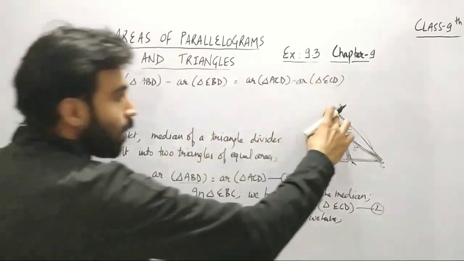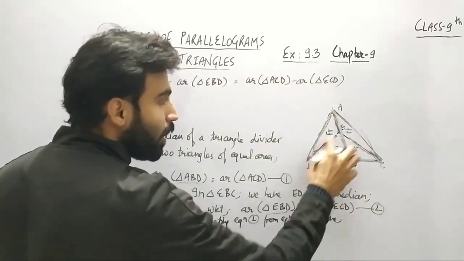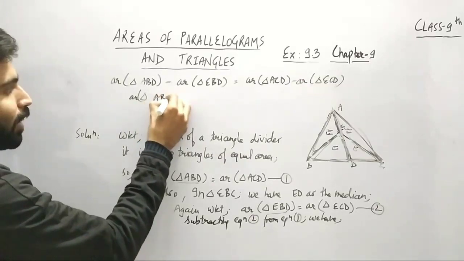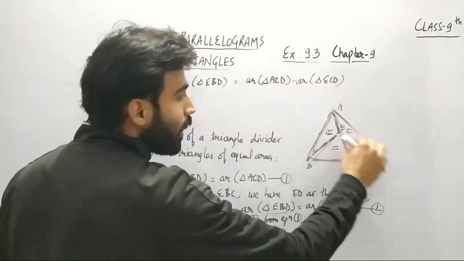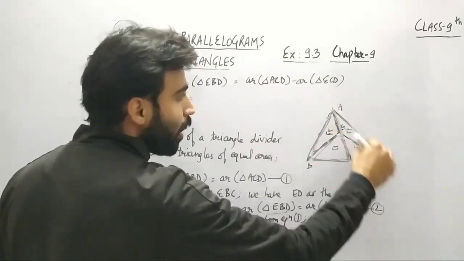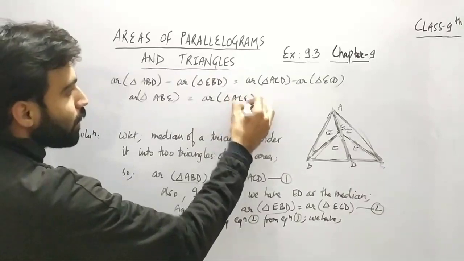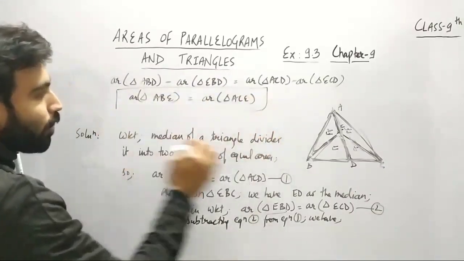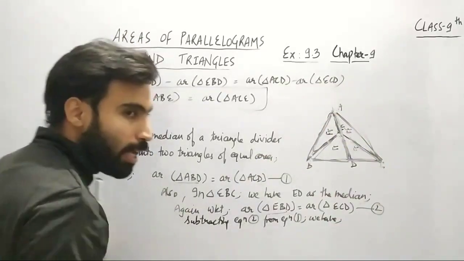So आप देख सकते हैं ABD में से अगर मैं EBD माइनस करूंगा so that will be ABE. So that will be area of triangle ABE which is remaining. Then you can see ACD में से अगर मैं ECD माइनस कर दूंगा तो बचेगा क्या, ACE. So that will be area of triangle ACE, right? And this is what we have to prove in this question, that we have to prove that this area of triangle ABE is equal to area of triangle ACE.